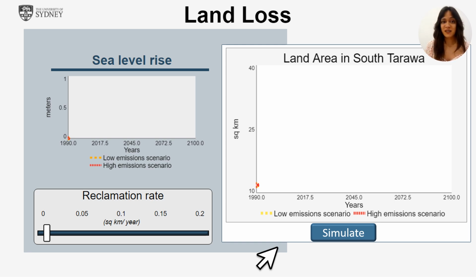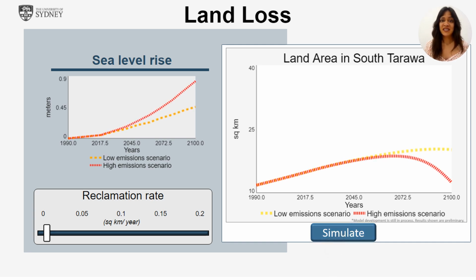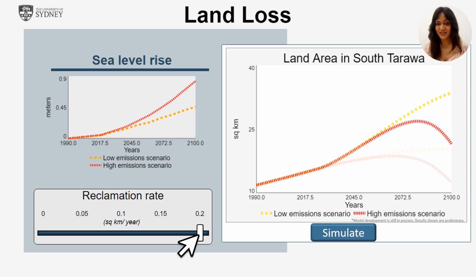Likewise, we can also simulate the impact of sea level rise on land loss. So if we simulate this, we can see that later this century, we might expect a decline in land area. However, we can also test the reclamation rates, which give us a good idea of the policy that's needed to stabilize and increase the land area in Kiribati.